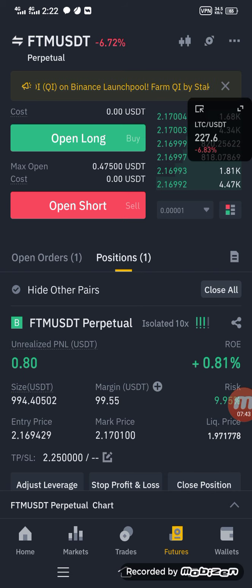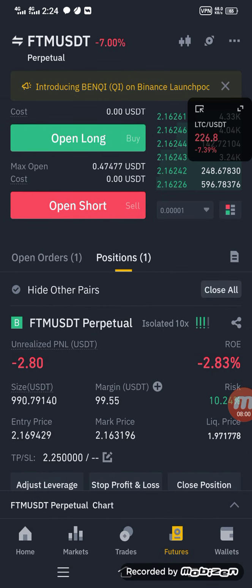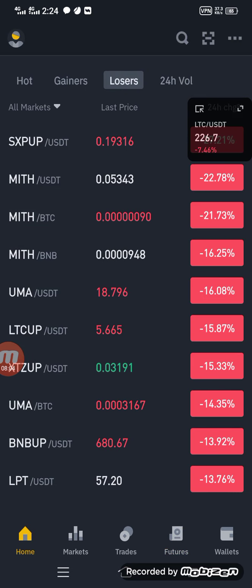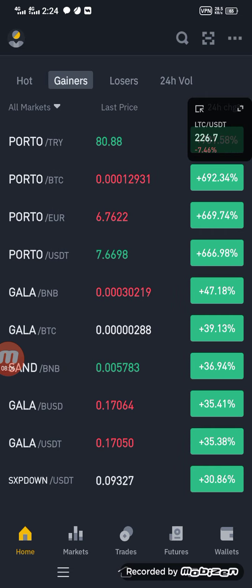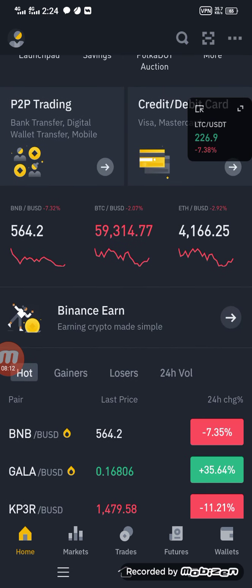It's happening. Either I will close or hold. Patience is the key. Some people say patience is the key to success. So I'm waiting for that pause. The price is going for a dump, going down, and my loss is coming. Okay, and MANA is a good position.